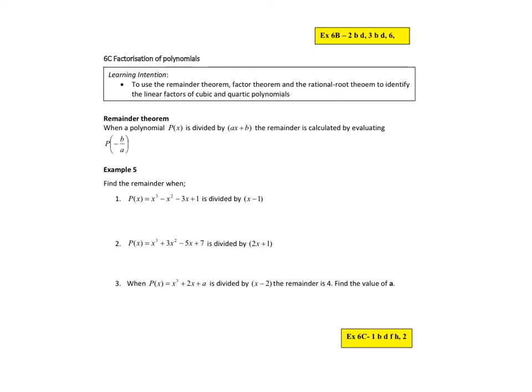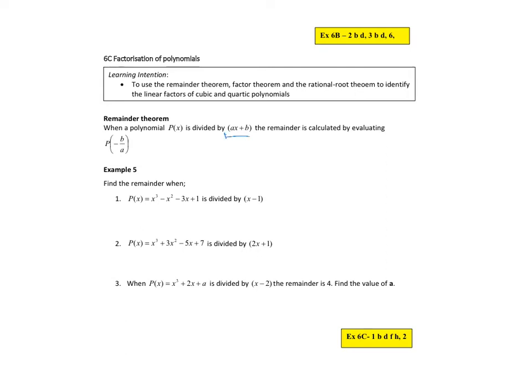Okay, so we're going to tie our division of polynomials and this remainder theorem into factorising polynomials. At the moment, to find our remainder, we do the division and whatever's left over is left over. Well, there's a much quicker way.